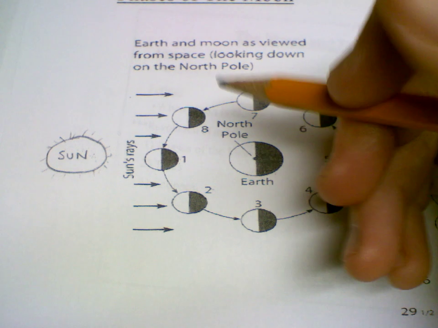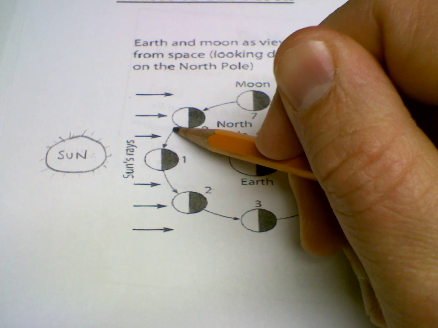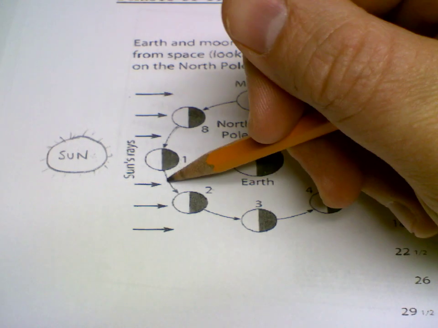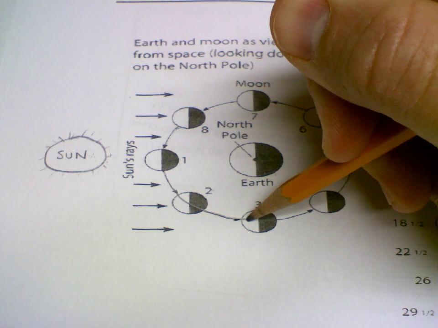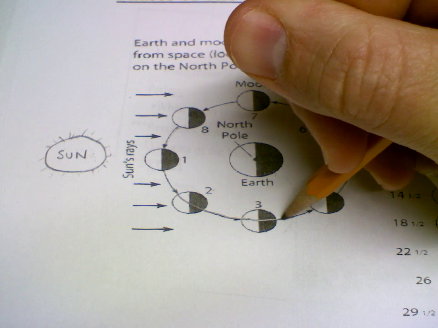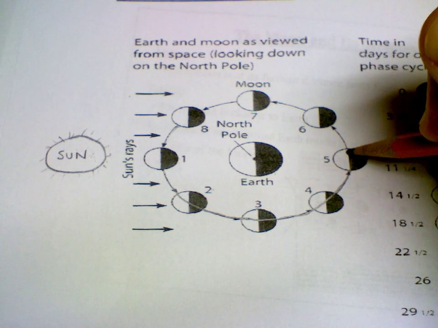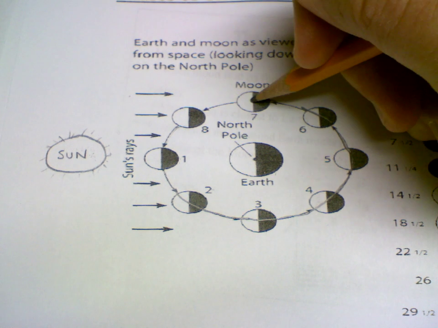But here's the first thing I do, and you should do this too when you get the phases of the moon. You see how it's showing the moon moving around the Earth? What you want to do is complete that circle like this. Just like that. Keep going around like that until you complete your circle.